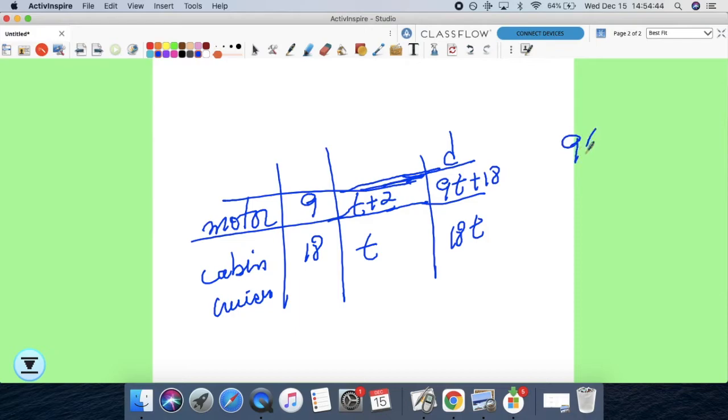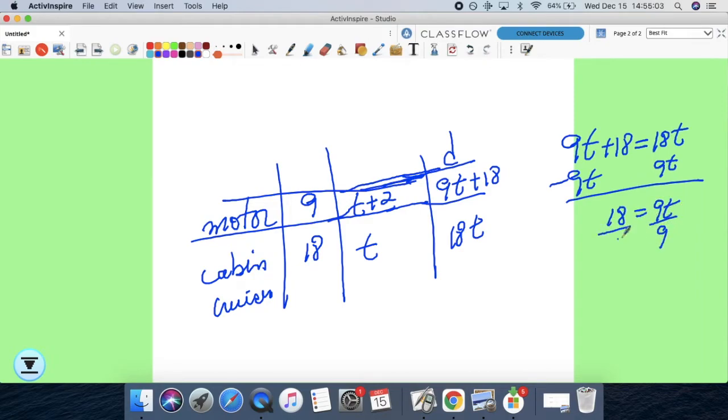And that's how we set up our equation. When their distances are the same, we set this equal to that: 9t plus 18 equals 18t. Minus 9t on both sides, we get 18 equals 9t. Divide both sides by 9, and t is 2 hours.